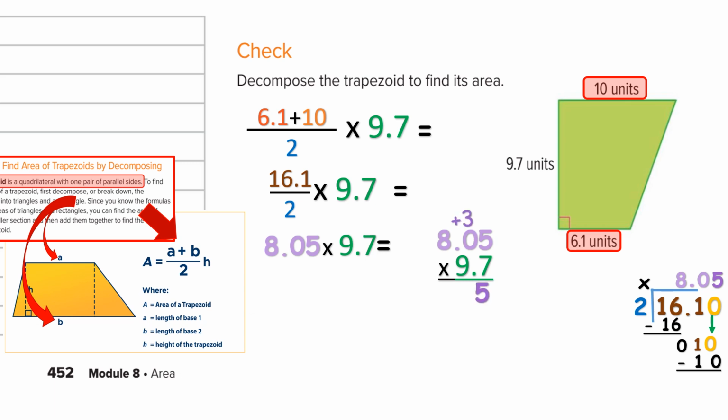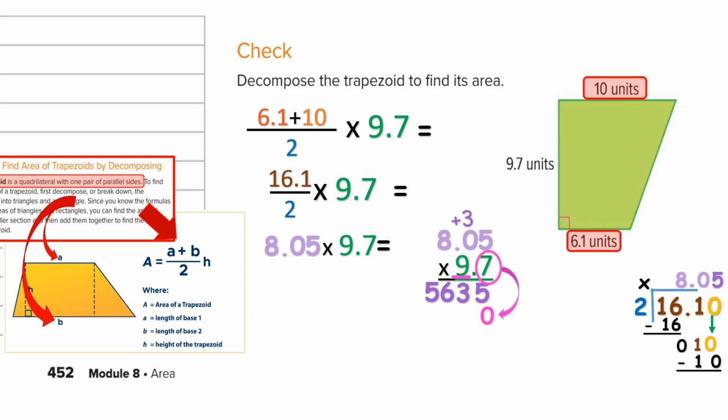7 times 5 is 35. Put down my 5, carry my addition of 3. 7 times 0 is 0 plus 3. And then 7 times 8 is 56. I go to my second number. That's what I underline. I circle what it has behind it. So my second number tells me to bring down 1 0.